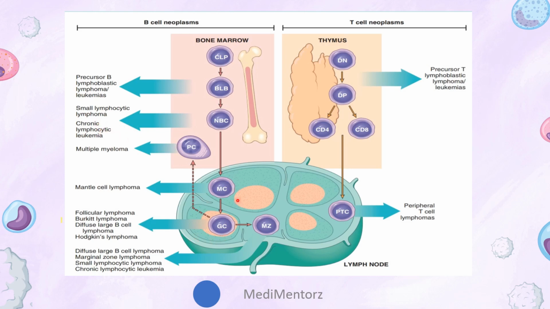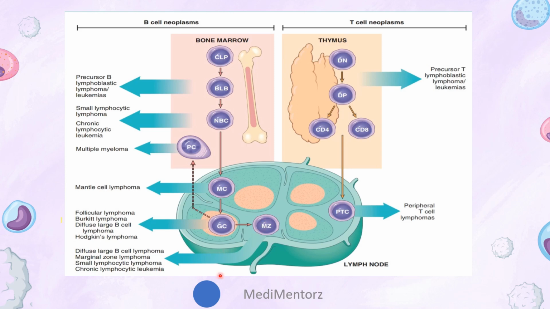Okay, and here you can see the lymph node cross-section view is depicted. From the germinal center, we are getting follicular lymphoma, Burkitt lymphoma, diffuse large B-cell lymphoma, Hodgkin's lymphoma. One simple trick I would like to give you here is how I remember which lymphomas arise from the germinal center. Just remember BDFH, in alphabetical order: B first, then D, then F and H. Burkitt lymphoma, diffuse large B-cell lymphoma, follicular lymphoma, and Hodgkin's lymphoma.